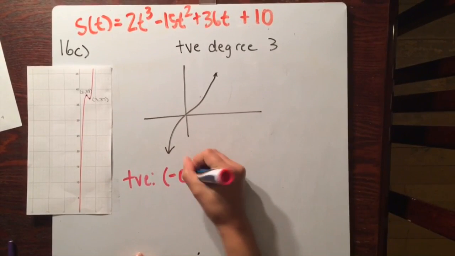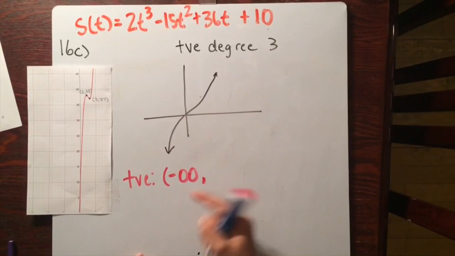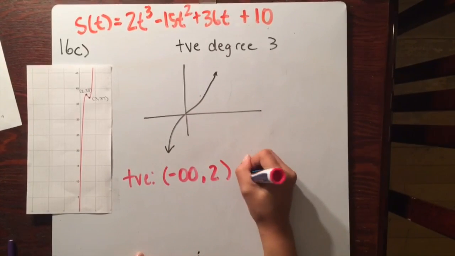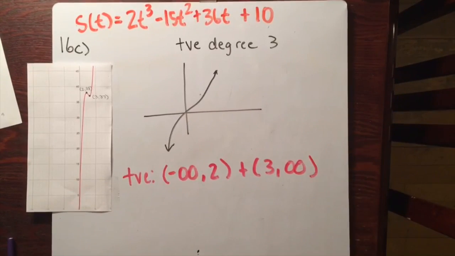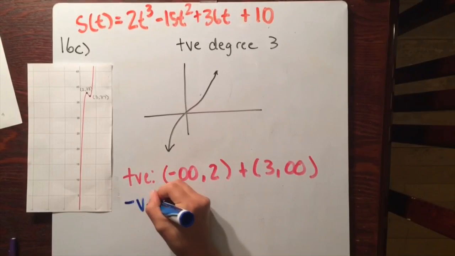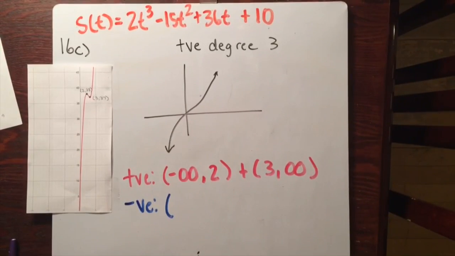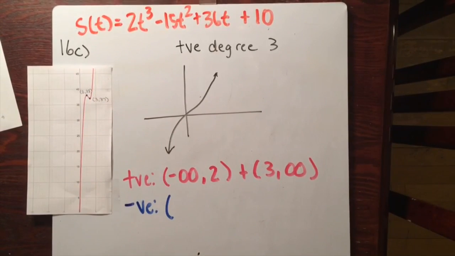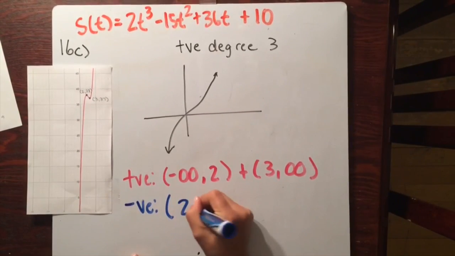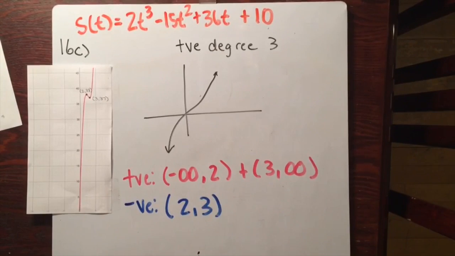Therefore, the object is moving in a positive direction from negative infinity to 2 seconds, although time is not negative, and from 3 seconds to infinity. Again, by placing a pencil on the function, we can determine where the slope is negative. Therefore, the object is moving in a negative direction between 2 seconds and 3 seconds.